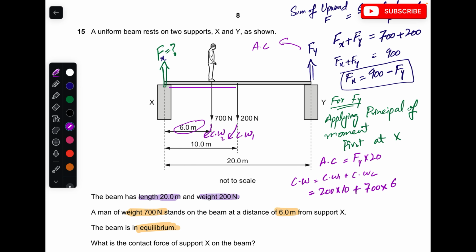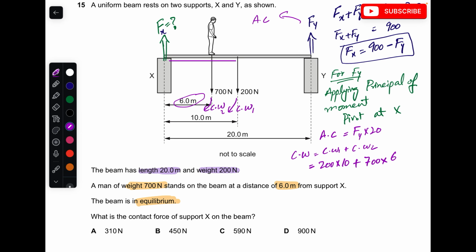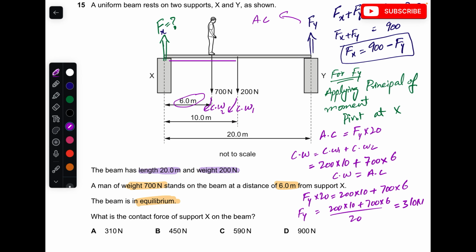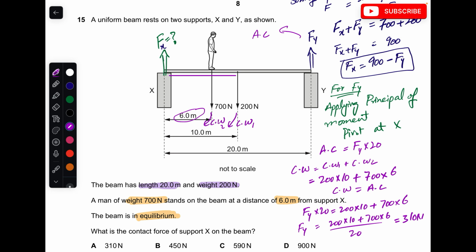Okay. So clockwise movement is equal to anti-clockwise movement. So this will give us Fy into 20 is equal to 200 into 10 plus 700 into 6. So Fy can be written as 200 into 10 plus 700 into 6 divided by 20. Let's do the calculation. And when you calculate it, it will give you 310 Newton.